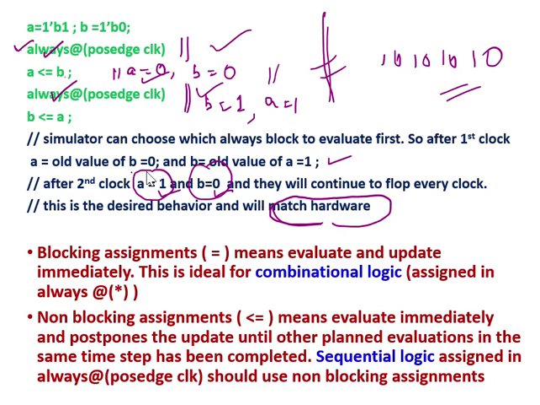This one you have to remember. Non-blocking assignment for sequential design will give you real hardware, but not the blocking assignment. Blocking assignment is normally ideal for combinational logic. Blocking assignment means evaluate and update immediately, and it is not assigned on the positive edge of clock.